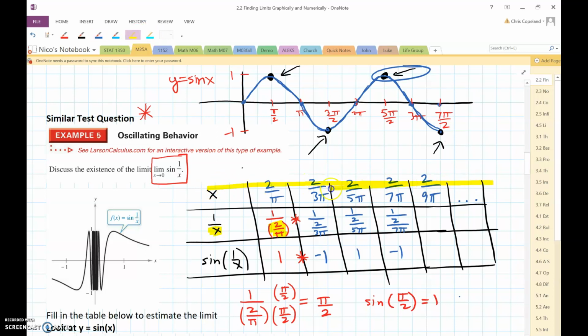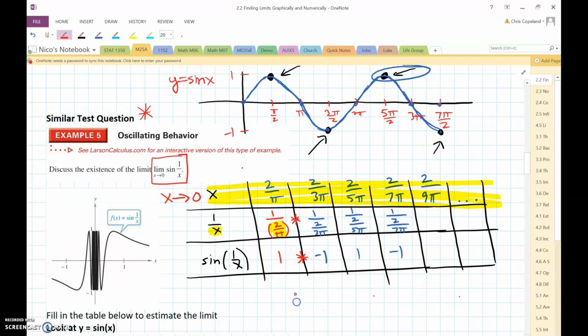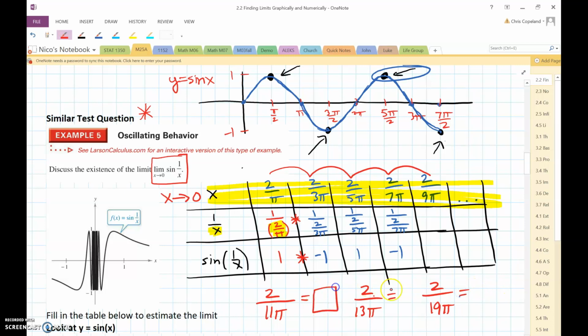This row here is represented as x approaches 0. And the reason why is if you look at this pattern here, the numerator is staying the same, but the denominator keeps increasing. Okay? So in your calculator, do 2 over 11 pi. See what you get. Then do 2 over 13 pi. See what you get. Then do 2 over 19 pi. See what you get. Each of these values is going to be a number that's getting closer and closer to 0. This is the idea of x approaches 0.